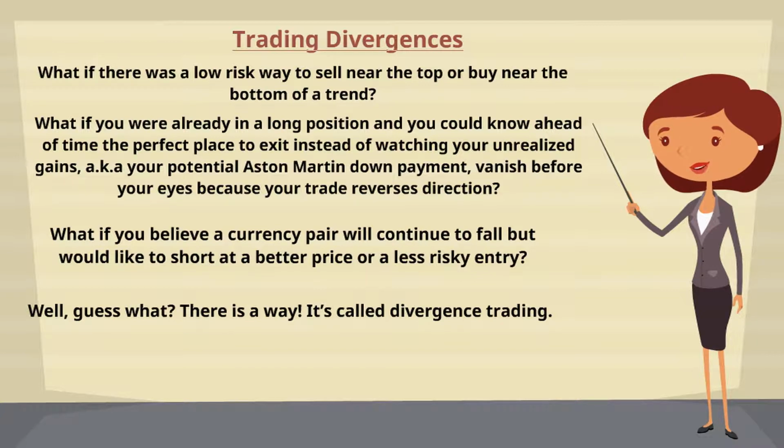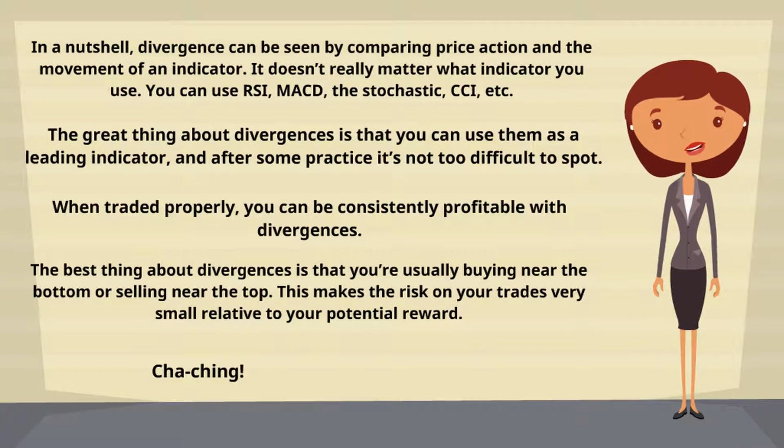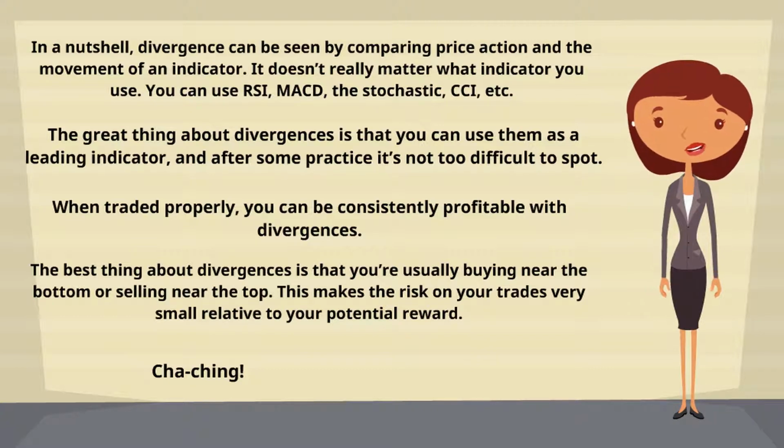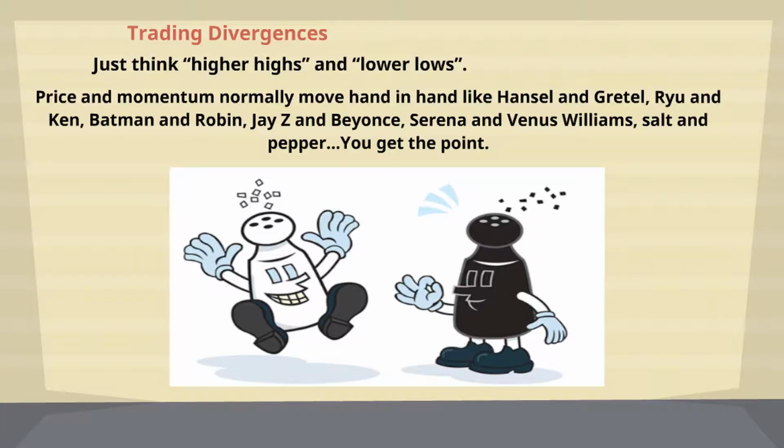It's called divergence trading. In a nutshell, divergence can be seen by comparing price action and the movement of an indicator. It doesn't really matter what indicator you use. You can use RSI, MACD, the stochastic, CCI, etc. The great thing about divergences is that you can use them as a leading indicator, and after some practice it's not too difficult to spot. When traded properly, you can be consistently profitable with divergences. The best thing about divergences is that you're usually buying near the bottom or selling near the top. This makes the risk on your trades very small relative to your potential reward. Cha-ching!